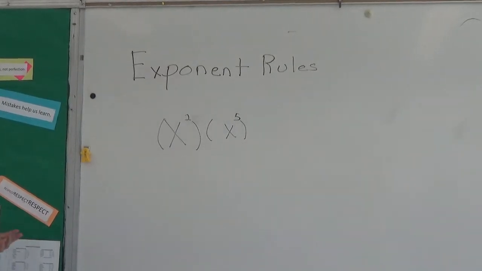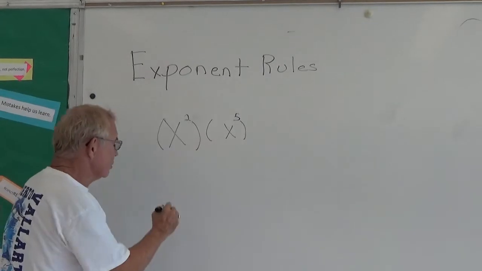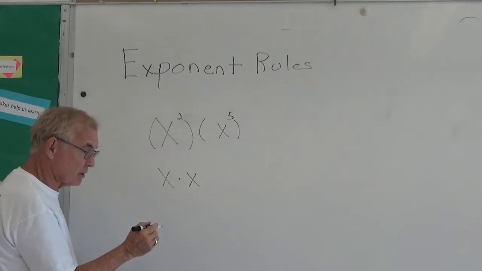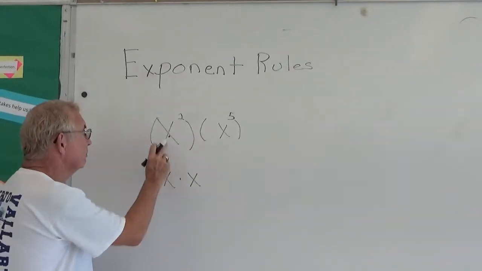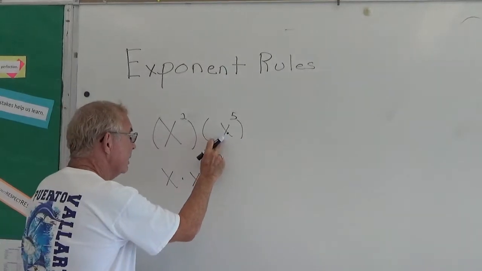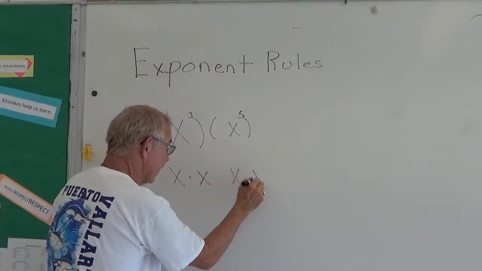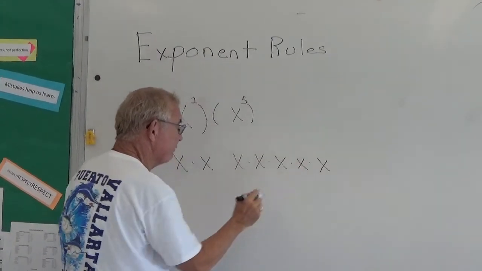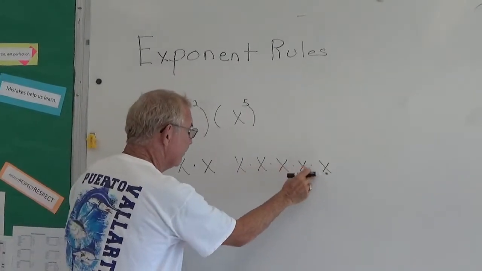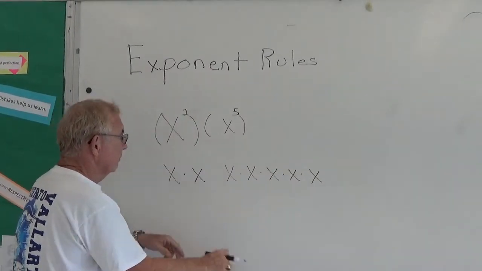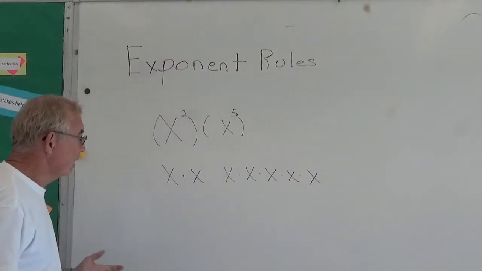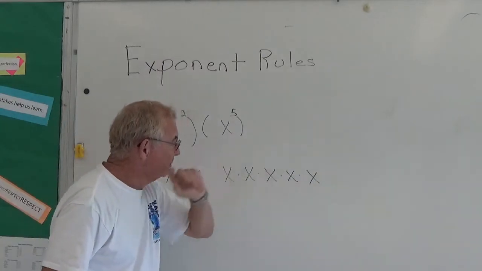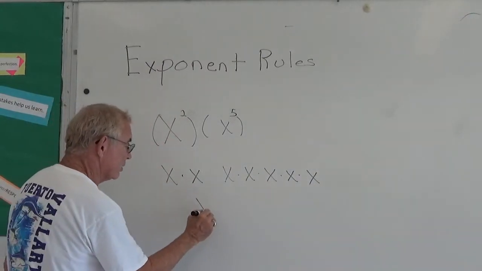What's x squared mean? X squared means x times x. You multiply it by itself. What's x to the fifth mean? X times x times x times x times x. One, two, three, four, five. So there's x squared, and there's x to the fifth. How many x's do we have? One, two, three, four, five, six, seven. So now the answer is x to the seventh.